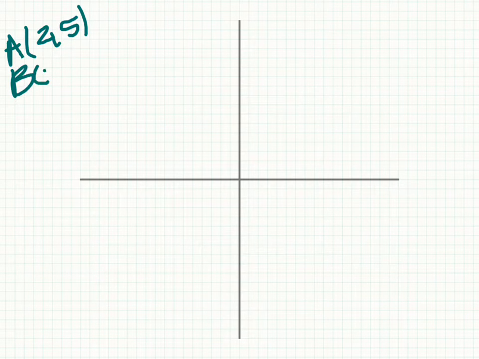For number 1 in your notes, you are given points A, which is at (2, 5), and point B, which is at (-4, -3). First step, plot those points. So (2, 5), and (-4, -3). We're going to connect those points.